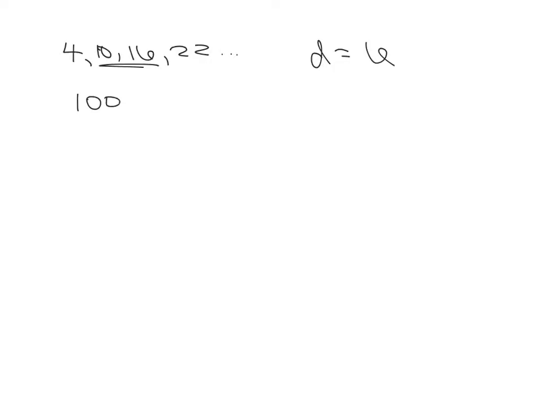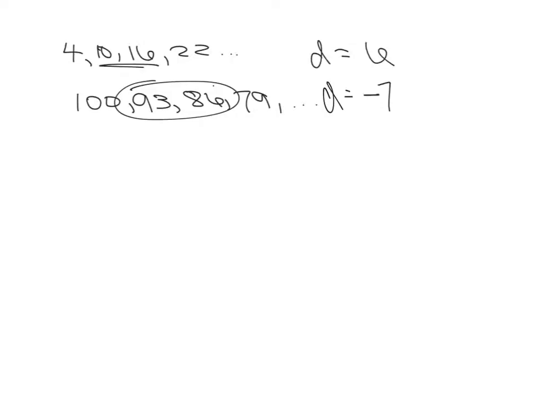What if I had something, though, that went kind of backwards? So what's the difference between these two numbers? The difference between these two numbers is 7, but to go from here to here, I had to not add 7, I had to subtract 7. Or in other words, I did add, but I added -7. So to go from 100 to 93, I added -7, added -7, added -7. So my D in this one is -7.